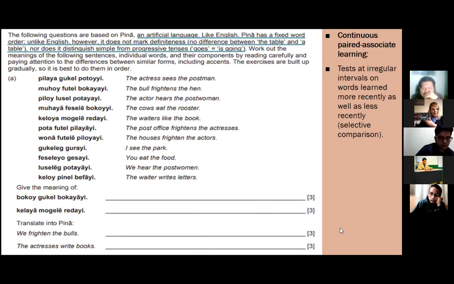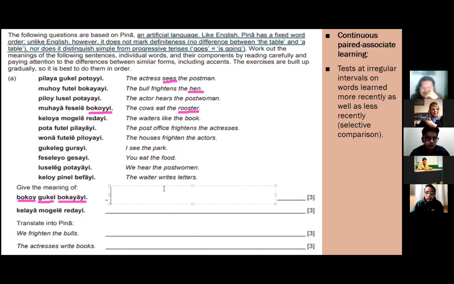Is it not, the owl sees the hen? The owl sees the hen. Yeah, something like that. We have Bokoi, which is like a rooster, and Bokayagi is like the hen, and Bukel is like the bird sings. So we can see that the answer, somehow, could be the rooster is the hen.